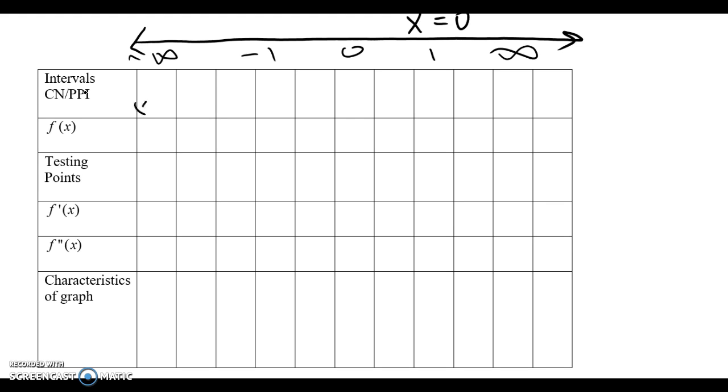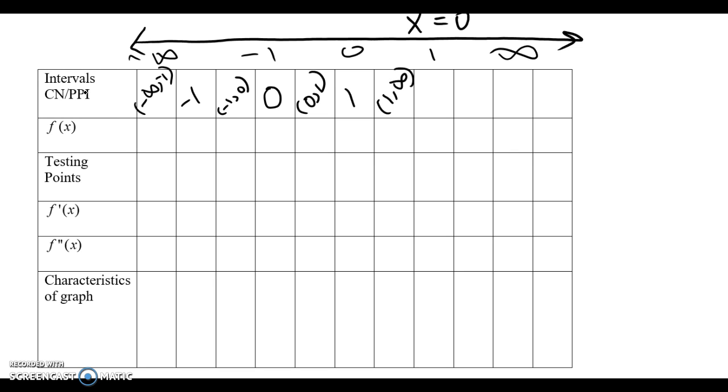So we're going to do our first interval, negative infinity to negative 1, and then place your first critical number, negative 1, in the box. Then our next interval, negative 1 to 0, and then our PPI number, 0. Then our next interval, 0 to 1, our critical number of 1. And then again our next interval from 1 to infinity.